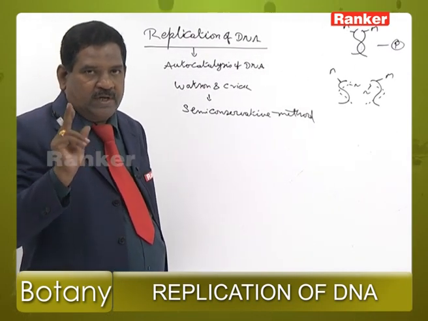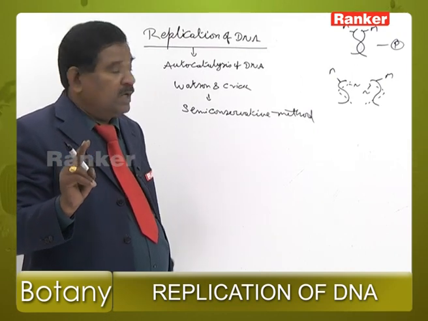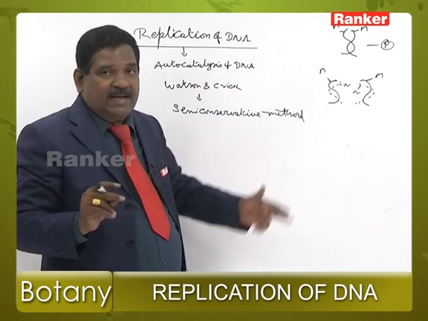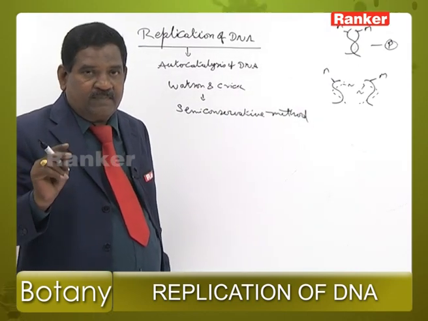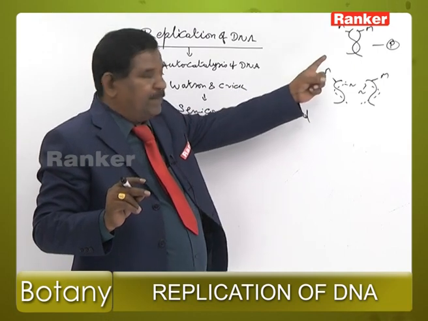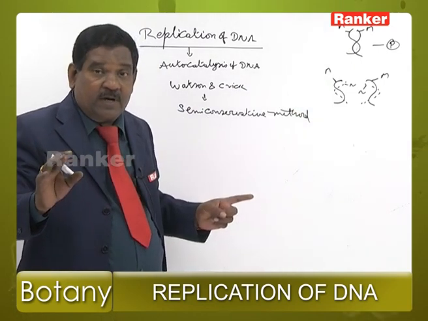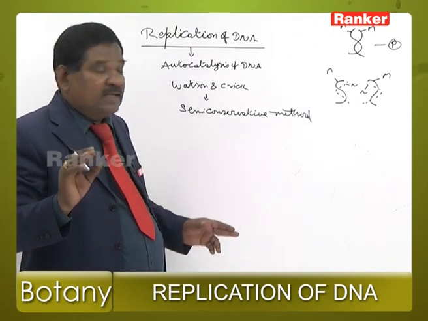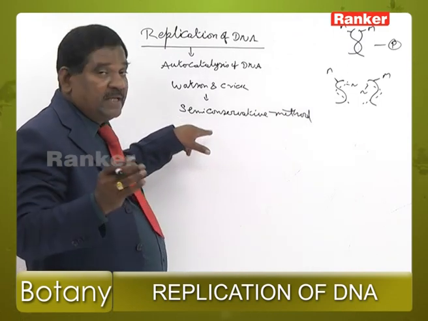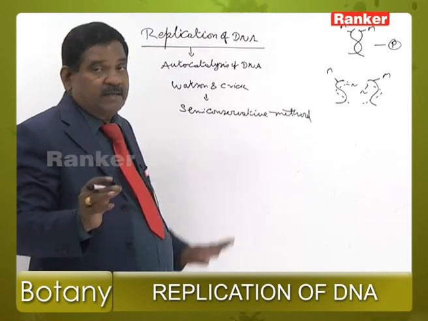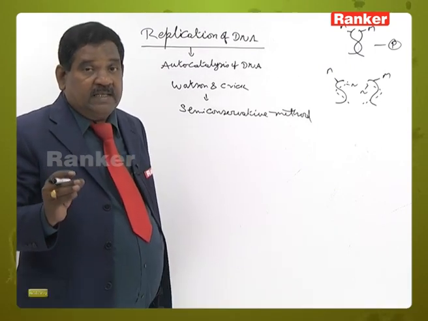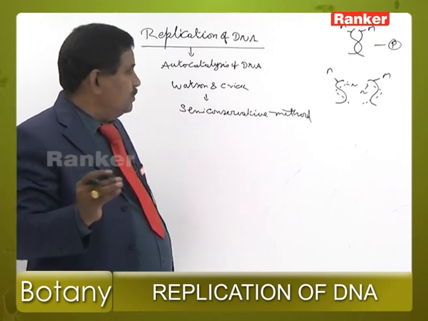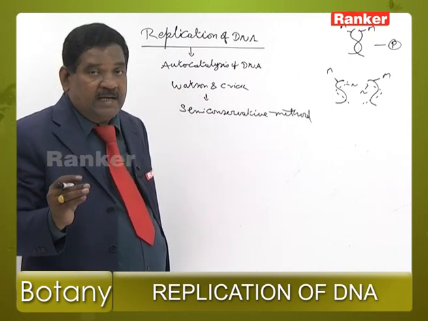Out of the two strands of each DNA molecule, one strand is parental and one strand is newly synthesized. That means half of the parental DNA is conserved, protected, and the other half is newly synthesized. So that method is called the half-conserved, or semi-conservative, method of DNA replication, first proposed by Watson and Crick.